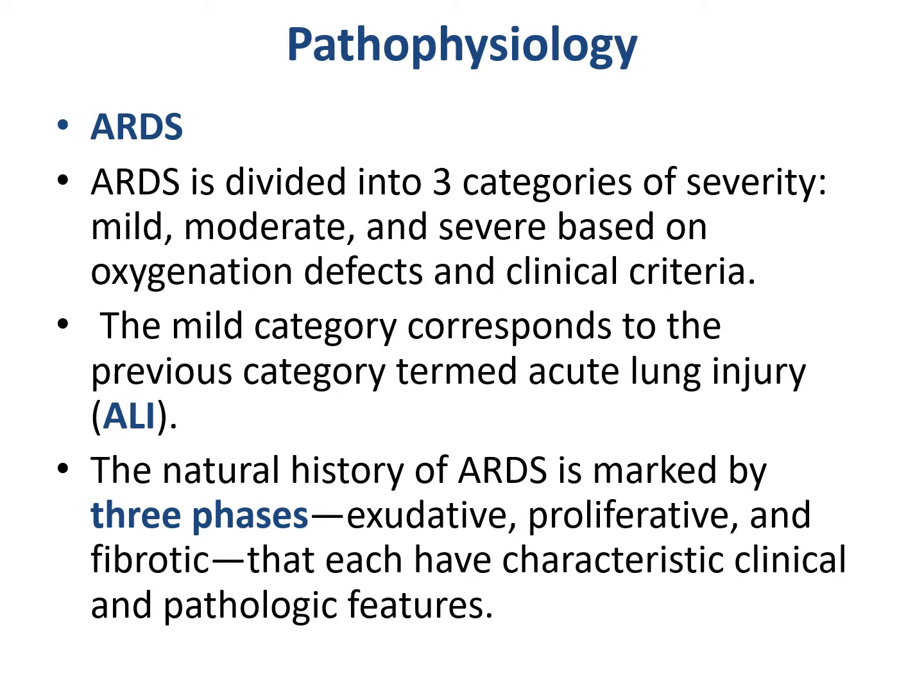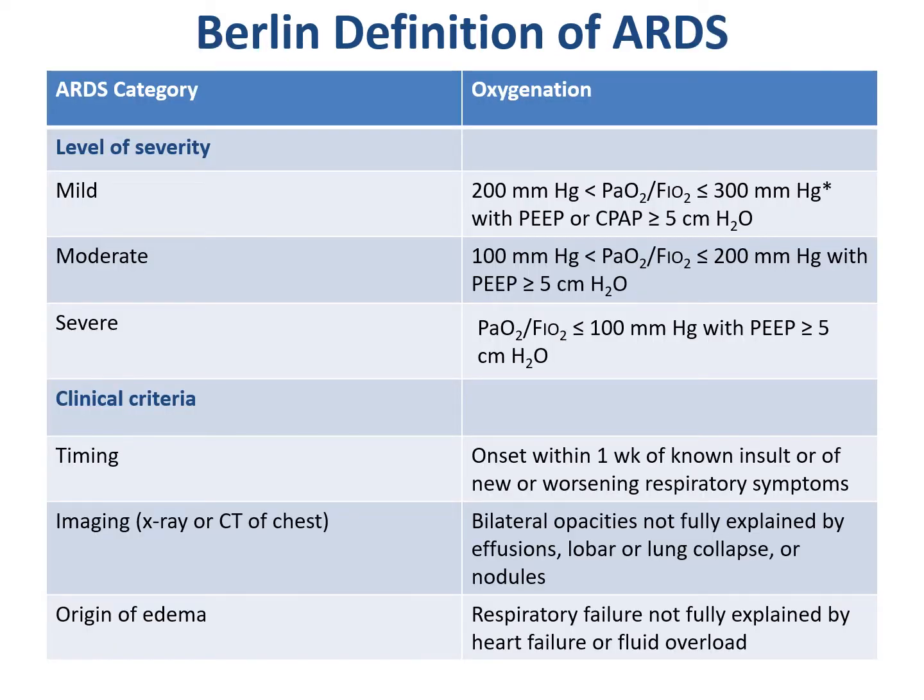And now pathophysiology. ARDS is divided into three categories of severity: mild, moderate, and severe, based on oxygenation defects and clinical criteria. The mild category corresponds to the previous category termed acute lung injury. The natural history of ARDS is marked by three phases: exudative, proliferative, and fibrotic, that each have characteristic clinical and pathologic features. You see here different ARDS categories.